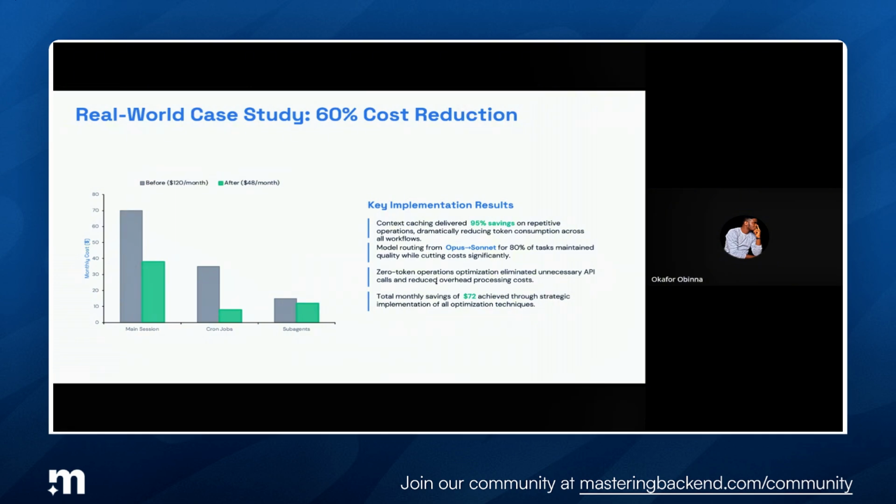We already discussed this, like caching and whatnot. Total monthly savings of $72 achieved through strategic implementation of all optimization techniques. Now, we already know this is a backend, your main session. This was what it was before. This is what it is now. Before you were spending $120 in your main session, now you're spending $48.